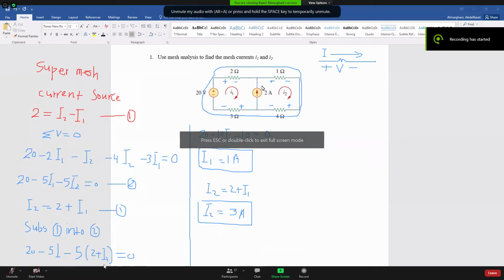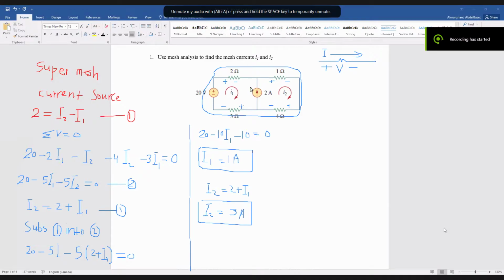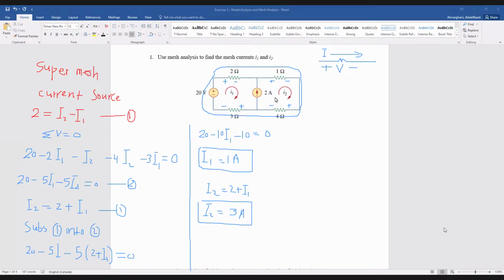Currents in my direction, sometimes both are in the opposite direction. Okay. So is this fine? Is this okay? Any questions about this? This is the mesh analysis. This is how you do it.